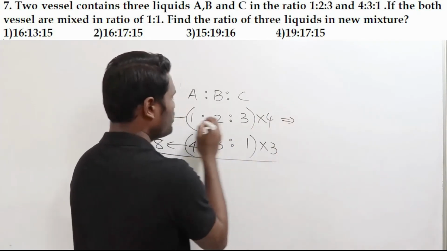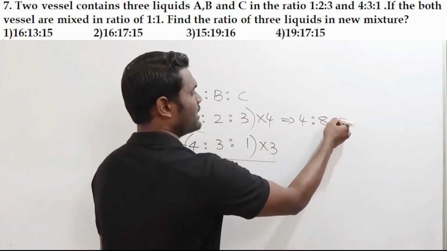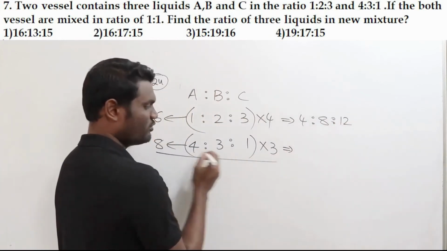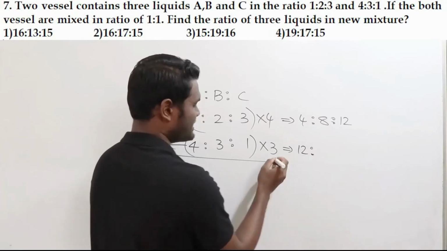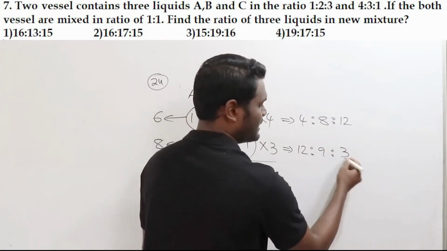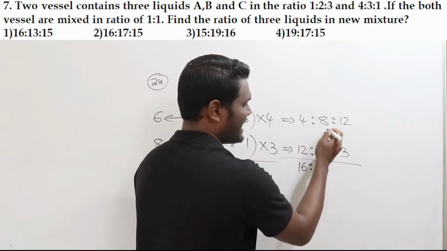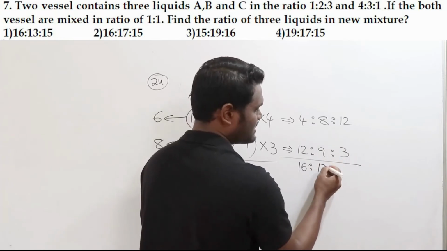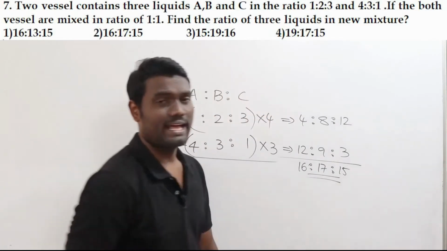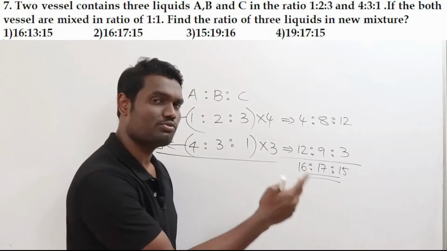So when I do that, 4 into 1, 4, 4 into 2, 8, 4 into 3, 12. In a similar way, 3 into 4, this will be 12. Next 3 into 3, this will be 9. Next 3 into 1, this will be 3. Now you can directly add them. 4 plus 12, this will be 16. 8 plus 9, this will be 17. 12 plus 3, this will be 15. So the resultant mixture of A, B, C ratio will be 16:17:15.